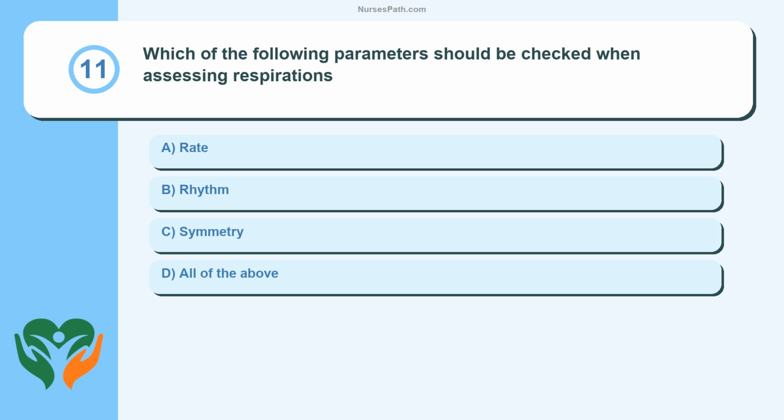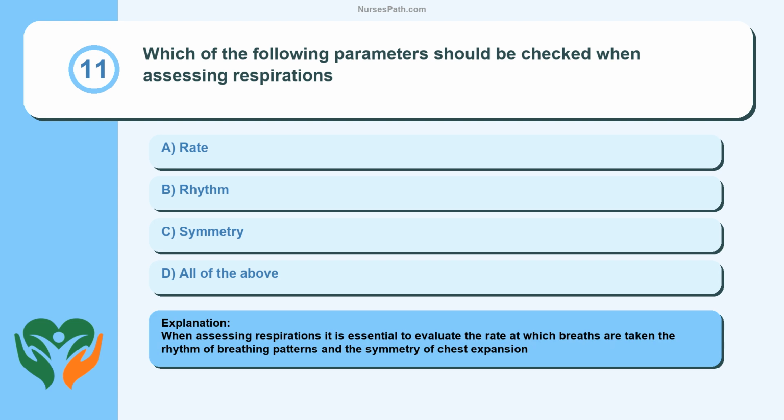Question 11. Which of the following parameters should be checked when assessing respirations? Rate, rhythm, symmetry, all of the above. When assessing respirations, it is essential to evaluate the rate at which breaths are taken, the rhythm of breathing patterns, and the symmetry of chest expansion.